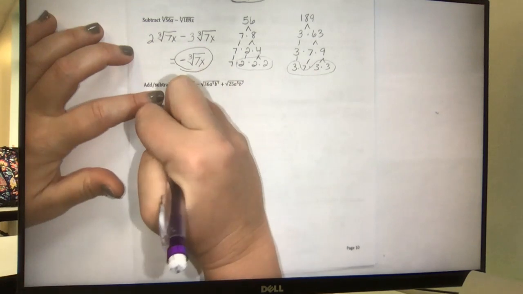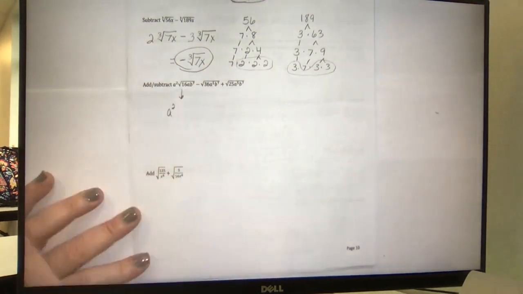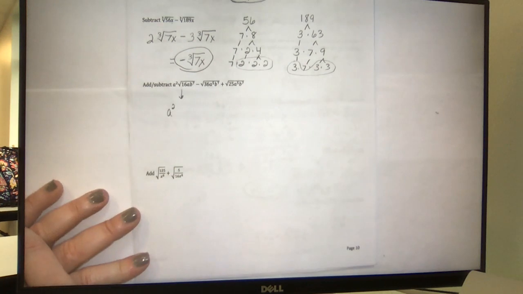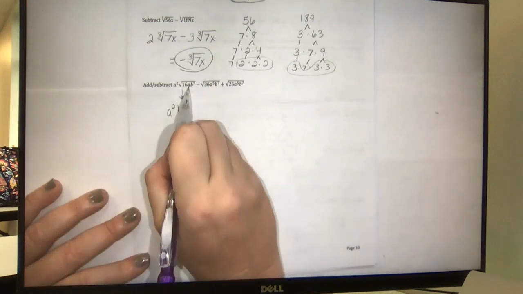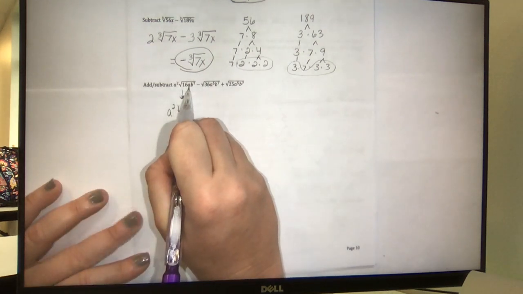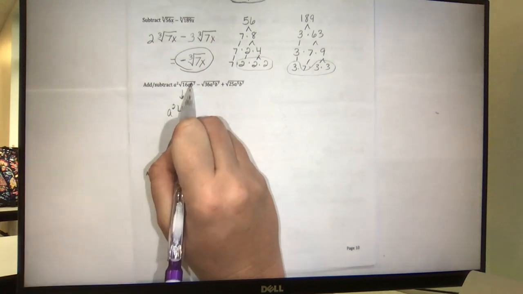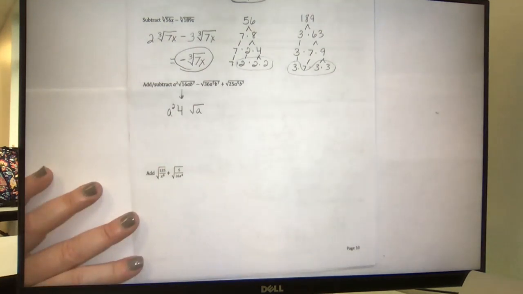Now, here we go. We got an a squared out in front of this, so we can't forget him. What's the square root of 16? 4, so that gets to come out. Okay. What about this a? Is he going to come out or stay inside? He's got to stay inside because he has an exponent of 1, which is smaller than your index of 2.